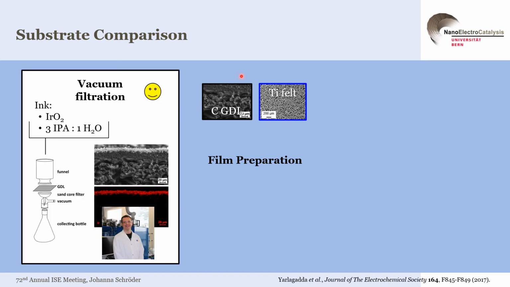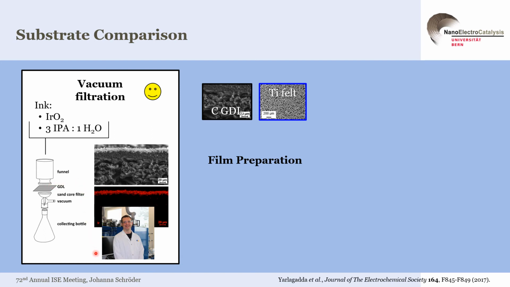The deposition of the catalyst layer on top of the carbon-based gas diffusion layer is done by vacuum filtration. Therefore, a catalyst ink is introduced into a funnel, and by starting the vacuum, the catalyst film is deposited on top of the GDL.